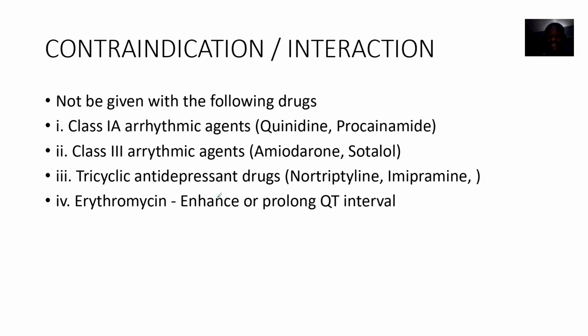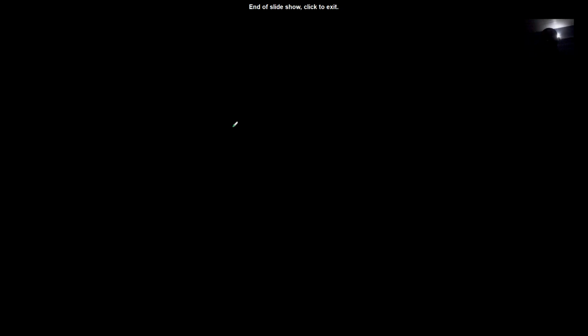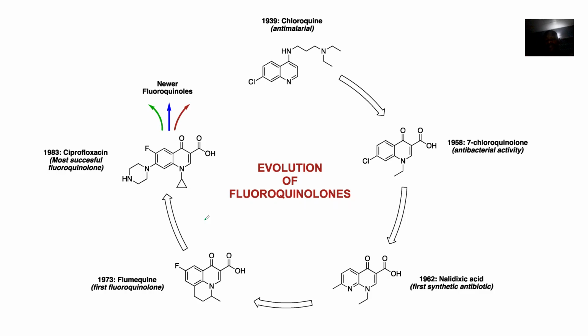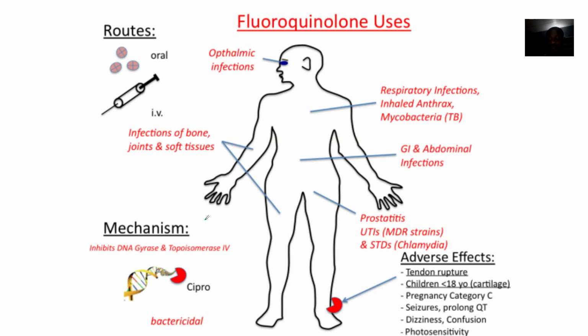So contraindications. When you shouldn't use this drug, you shouldn't use it in combination with class 1 antiarrhythmics like quinidine, procainamide, or class 3 antiarrhythmics like amiodarone, sotalol. You shouldn't use it with tricyclic antidepressants like nortriptyline and imipramine. You shouldn't use it together with erythromycin. So that's the whole thing on the pharmacology of fluoroquinolones.